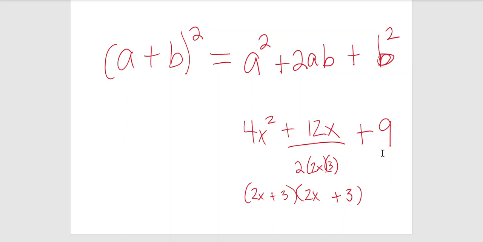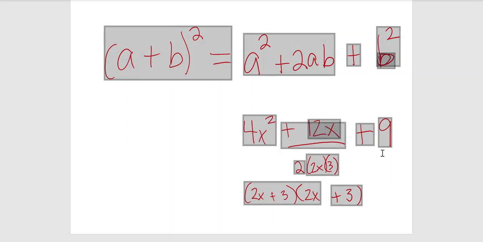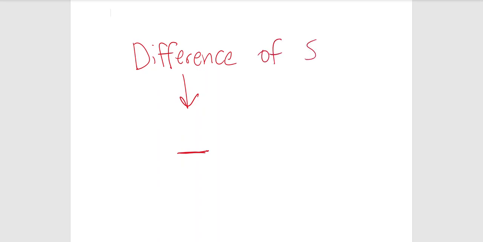The other special product that we're going to see is called a difference of squares. And what does the word difference mean? Difference means it's a subtraction problem of squares. Going back to what those perfect squares are, that's a subtraction of 2 perfect squares.